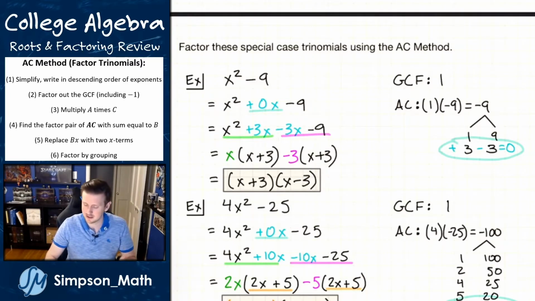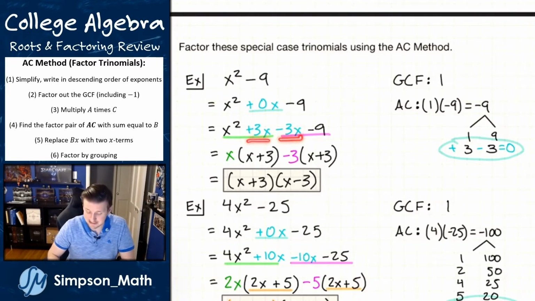It's in order. GCF is 1. A is 1 and C is negative 9. You could jump straight to the answers once we get our factors over here. So what multiplies to be negative 9 but adds to be 0? Well, that's a positive 3 and a negative 3. I'm going to go ahead and show the steps. I know I just showed in the last video how you can jump, but just trust me, let me do these steps.